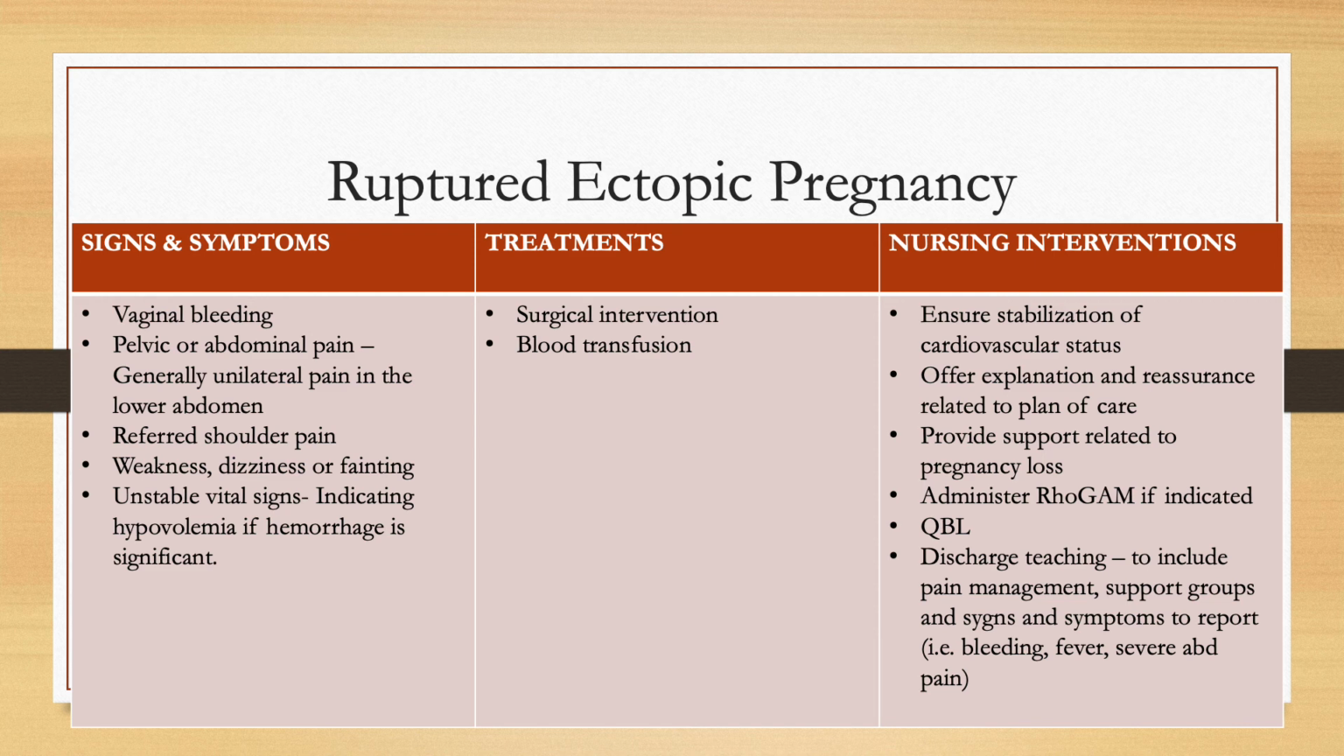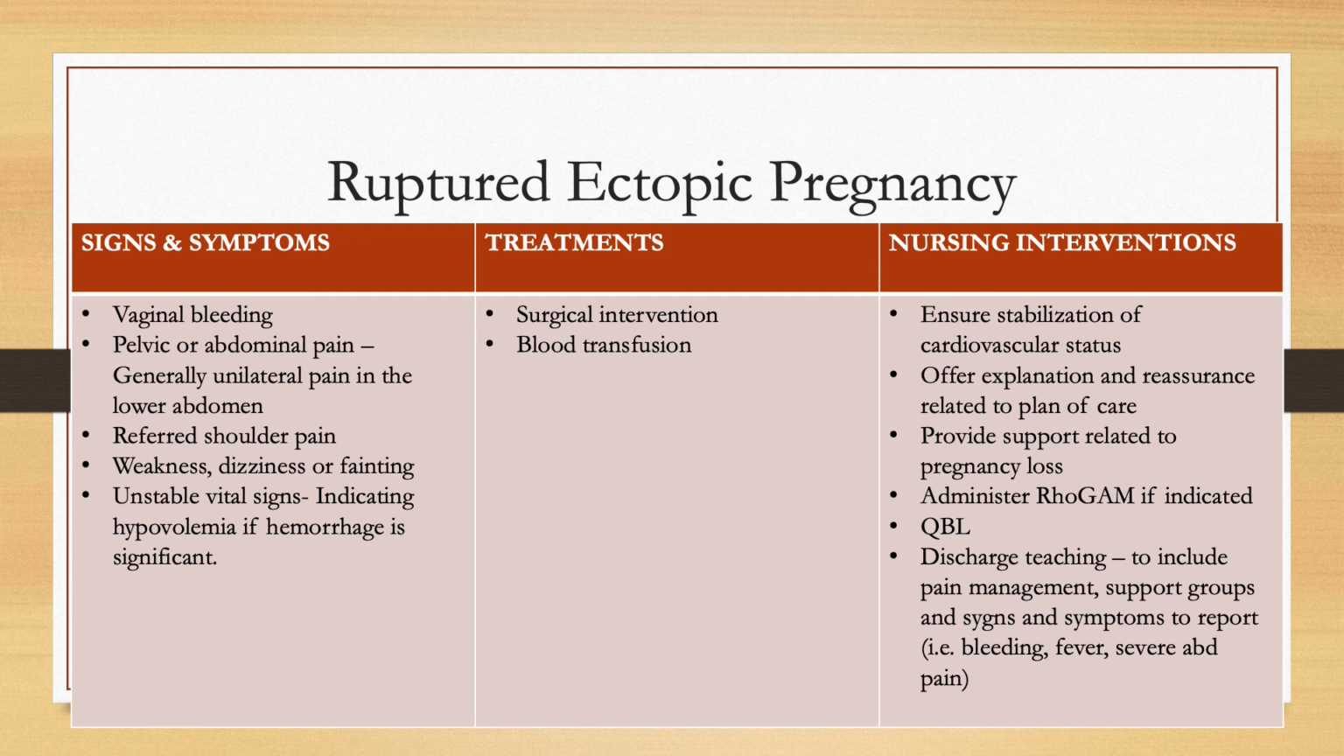If necessary, you want to administer RhoGAM if it's indicated. If mom is Rh negative, we want to definitely administer RhoGAM. QBL, quantification of blood loss, in every situation when we have bleeding is critical, okay? And we're going to talk later on in the PowerPoint as we go through it about QBL. But just keep in mind that anytime somebody's hemorrhaging or having vaginal bleeding, we want to make sure that we are measuring, that we are quantifying the blood loss.